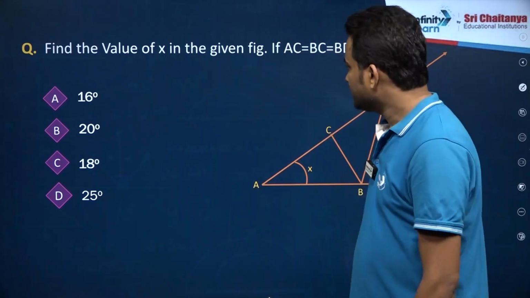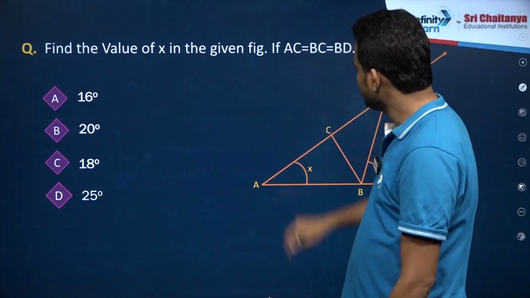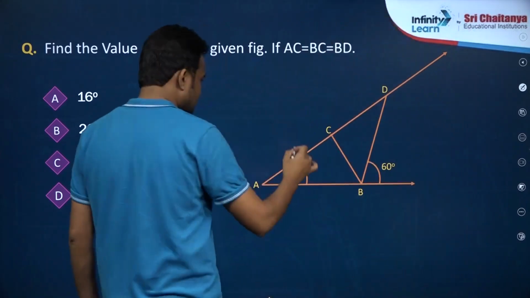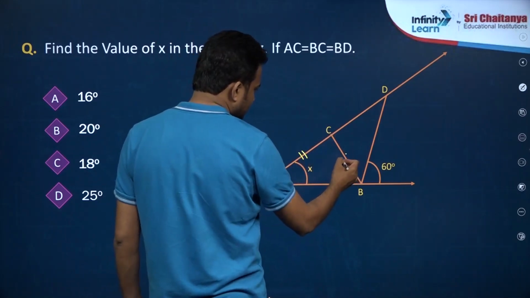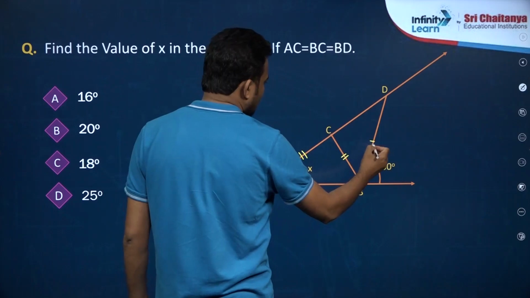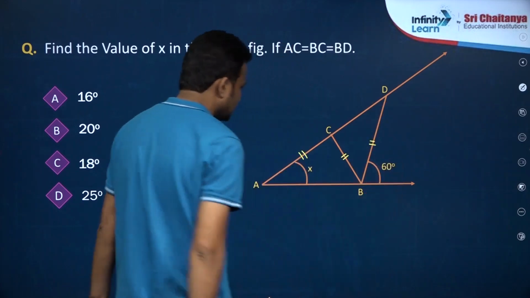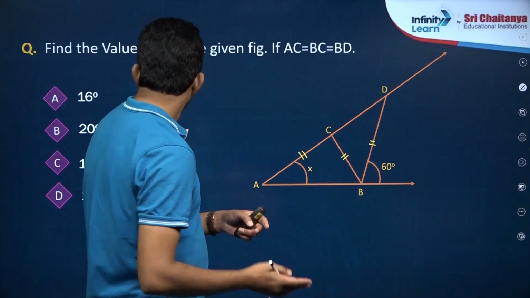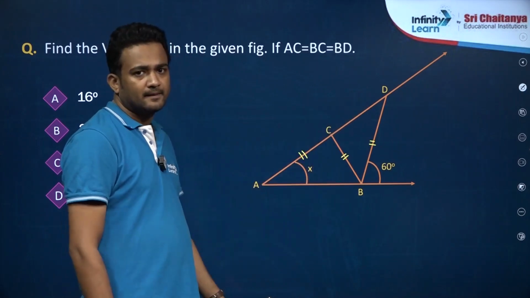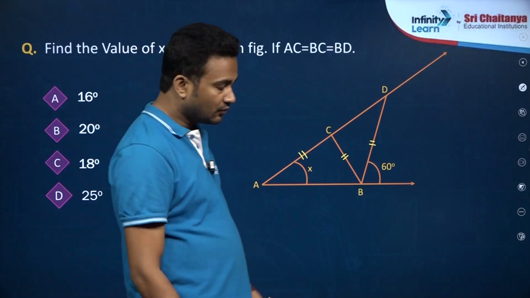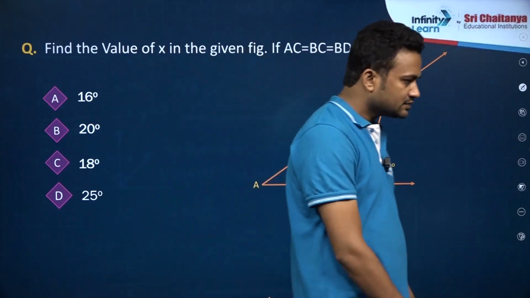Yeah. So what is given? Find the value of x in the given figure if the measurement of AC, this is side AC, is equal to BC, is equal to BD, and the measurement of this angle is 60 degrees. So you have to find the value of x, meaning the measurement of angle DAB. So just try this, guys. This is a good question. Take your time, no issues.